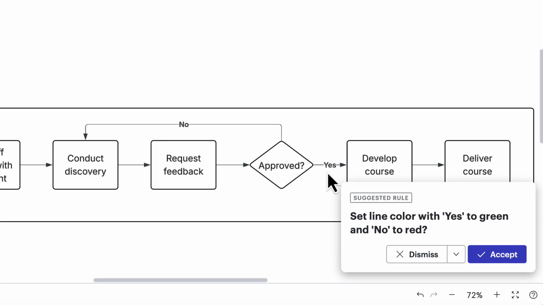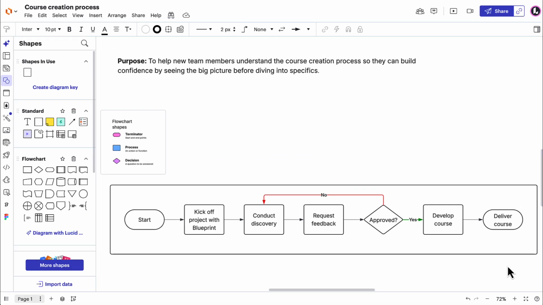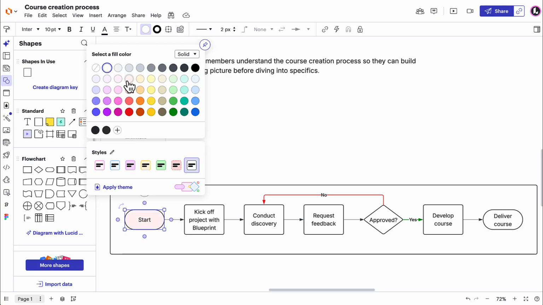For yes or no, you may see a suggested color rule appear. Select Accept to quickly color your lines. Green for yes, red for no, making the diagram easier to read. We will also change our last step to a terminator to indicate the end of the process. To make your diagram even clearer, add fill color to differentiate your shapes. You can do that here in the contextual panel by selecting a shape and selecting your color. Be sure to use high contrast fill and text to maintain the readability of your diagram.